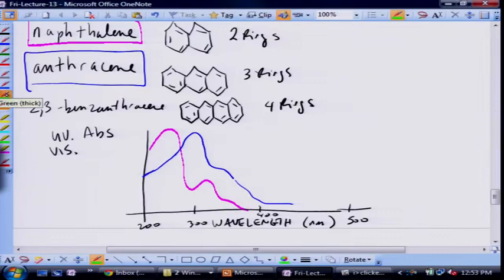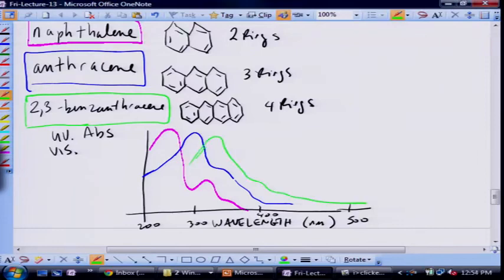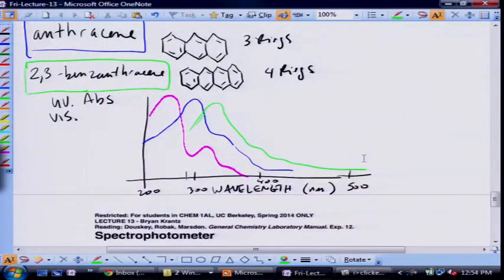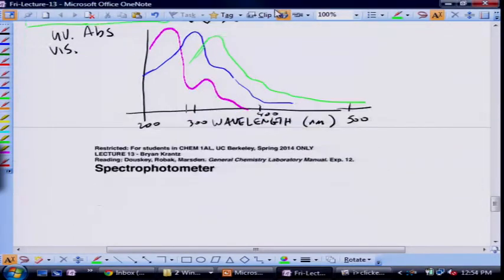And then, it's not really green, so don't be confused by the colors I'm using. I'm only trying to use different colors. It's not really going to absorb in the green. But now it's going to shift out a little bit further, not quite visible yet, and have a peak here that's shifted over. So you can say that as I increase the size of the molecular system, the absorbance maximum shifts to higher wavelengths.